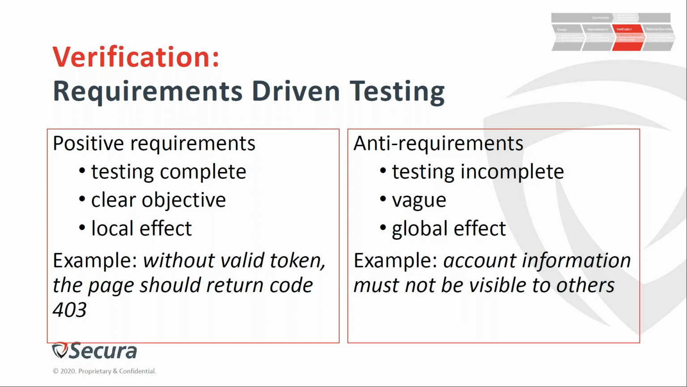Now, the latter we call anti-requirements, and the former we call positive requirements. And as you can imagine, positive requirements are very good candidates for requirements-driven testing, while anti-requirements are not. How does such a requirements-driven test look like? It's basically very similar to a unit test or acceptance test or any functional test that you normally do. But those anti-requirements are still a pain in the neck.